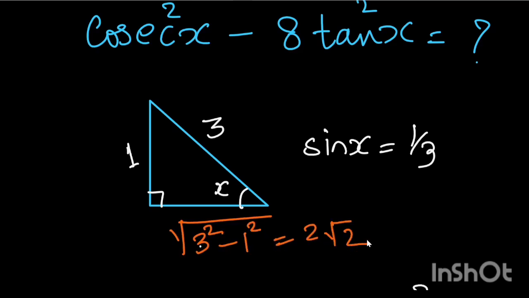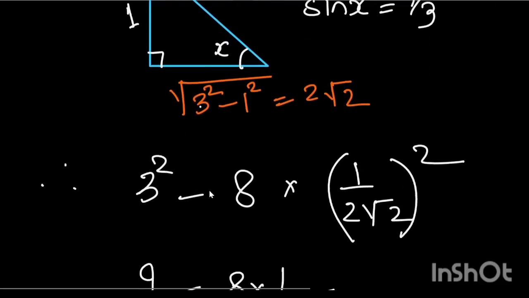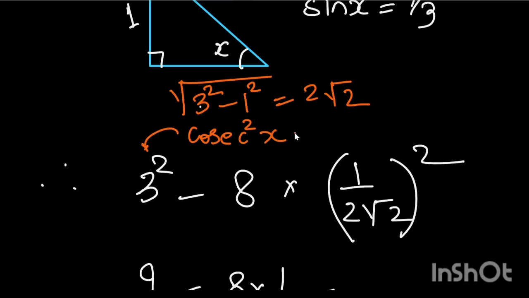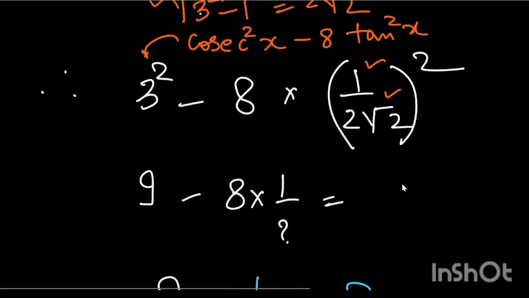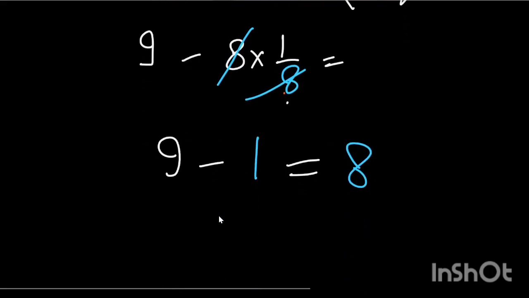So sin x is 1 by 3. Obviously cosec square x would be 3 square minus 8 tan square x. Tan x would be perpendicular upon base, 1 by 2 root 2. The square of 2 root 2 is obviously what? It is 8 only. 8 cancels out, and 9 minus 1 is 8. That is what, guys, the answer to this question.